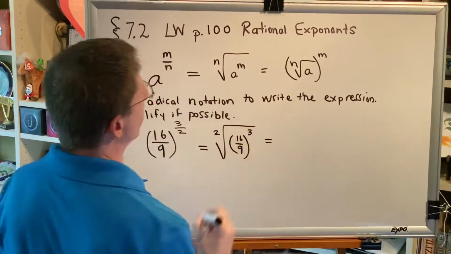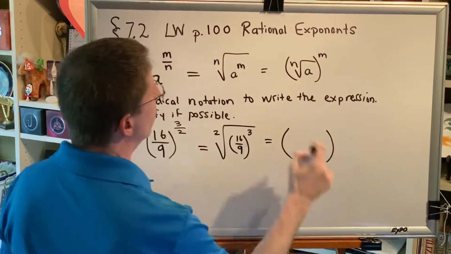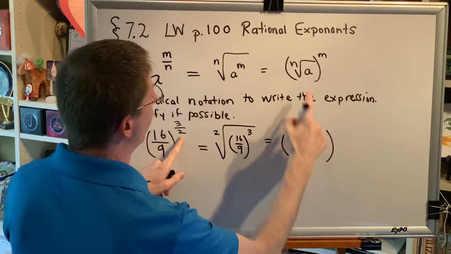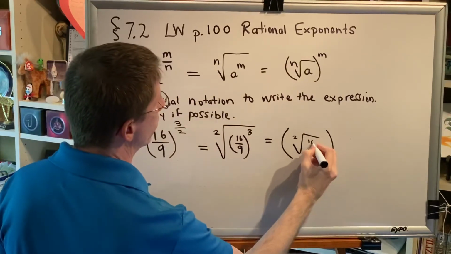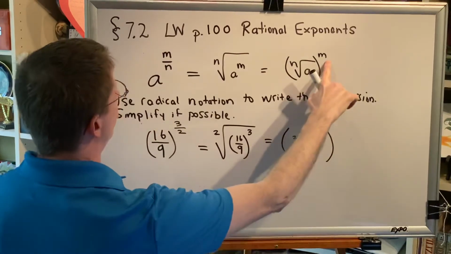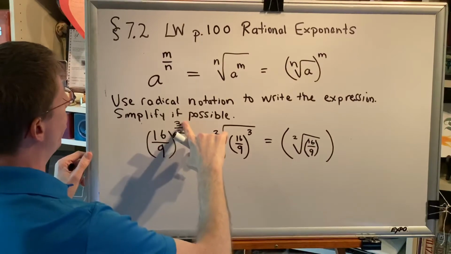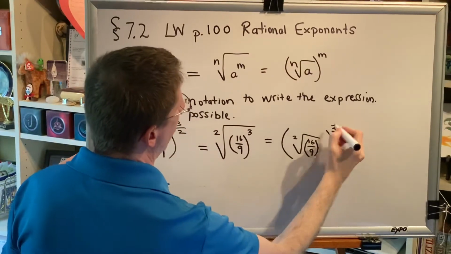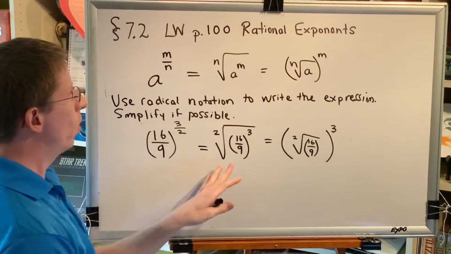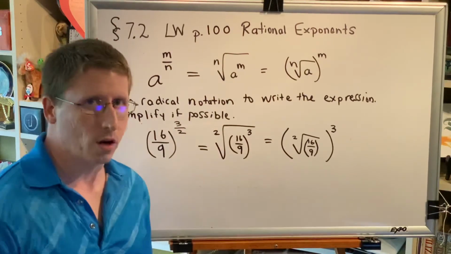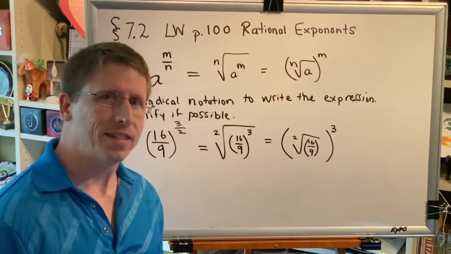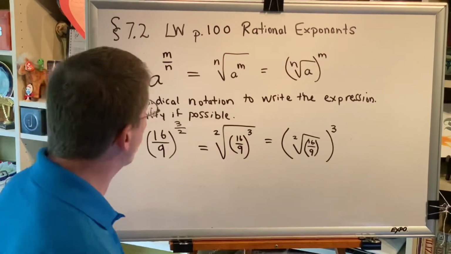The other way that we could write this would be to say, parentheses, the nth root of a, well for this problem n is 2, so the square root of a, the base, which is 16/9, all raised to the m power, which is the numerator of the rational exponent, which in this case is 3. All right, so both of these are equivalent to what we started with. However, one of them will be easier to work with than the other. Let's see if we can figure out which one is easier to work with.